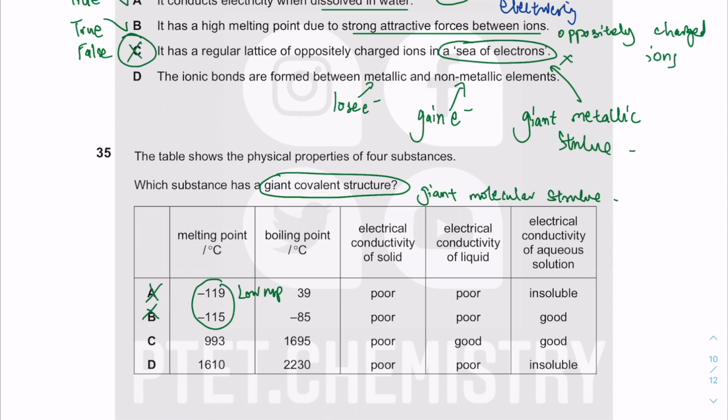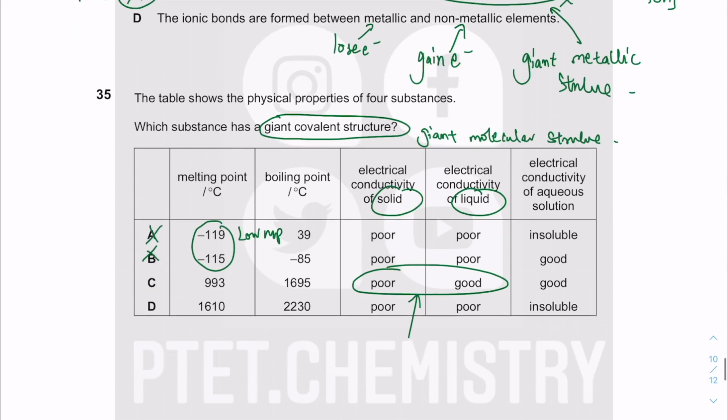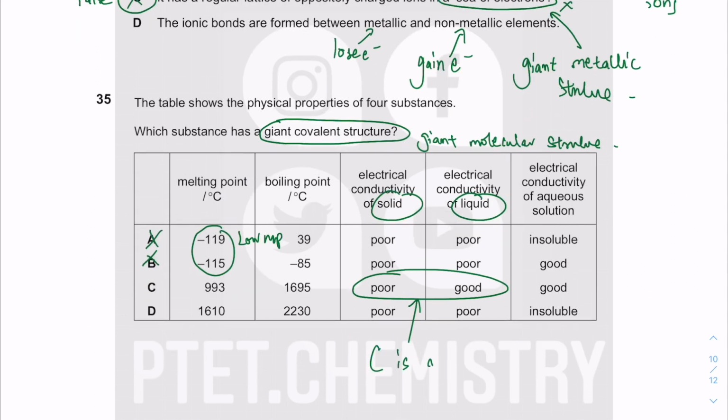So a giant molecular structure conducts electricity. You see this? So poor when solid but good when it's liquid. This implies C is giant ionic structure. In fact, C has giant ionic structure. Be careful, the compound is not giant ionic structure. The compound has giant ionic structure. C is an ionic compound.